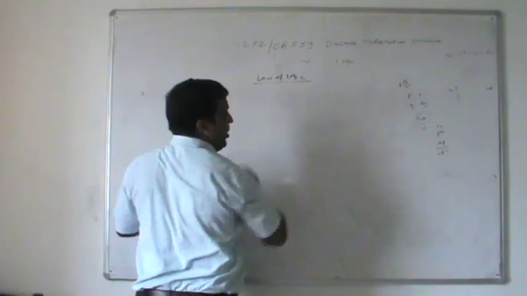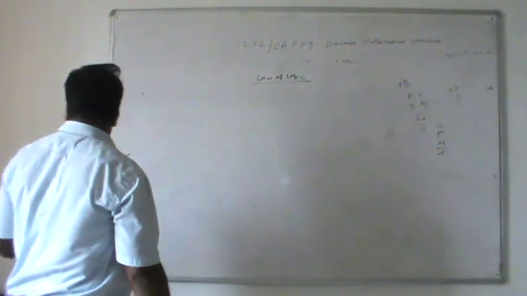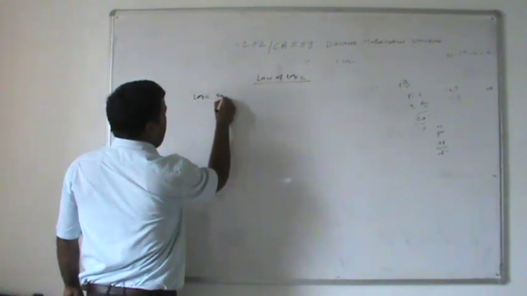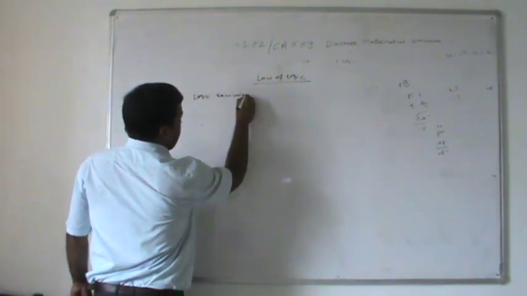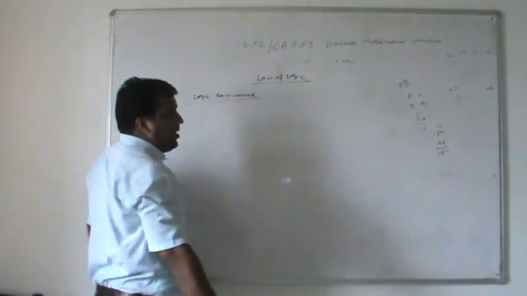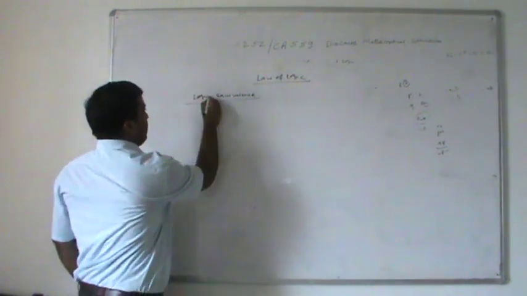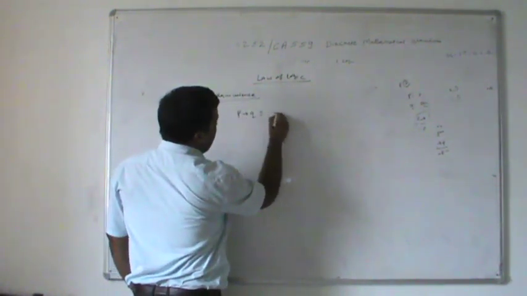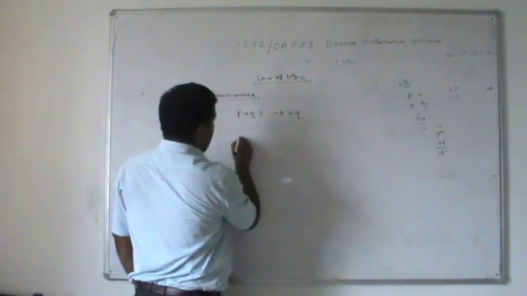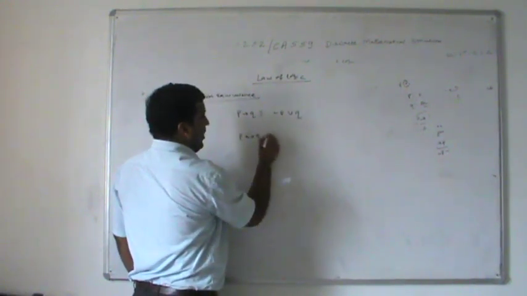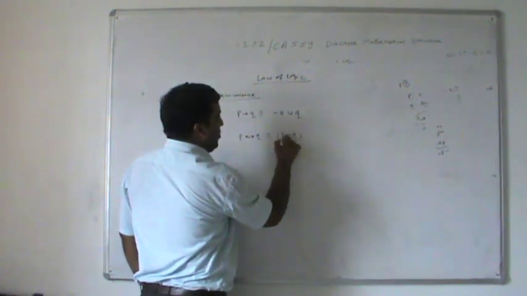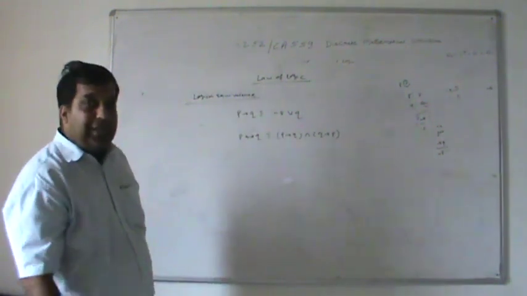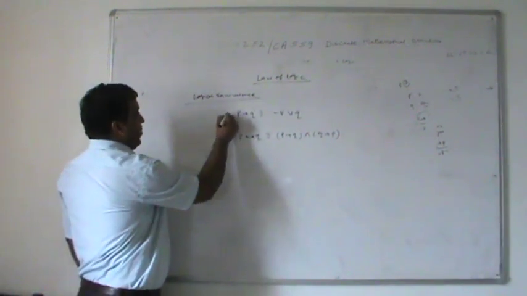So before starting the laws of logic, we can take some logical equivalence relations. We can give a brief on logical equivalence. Logical equivalence means P implies Q is equivalent to negation P or Q. P biconditional Q is equivalent to P implies Q and Q implies P. How? Both are logically equivalent. We can prove them one by one.